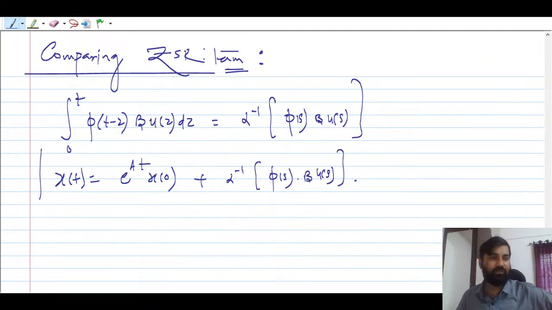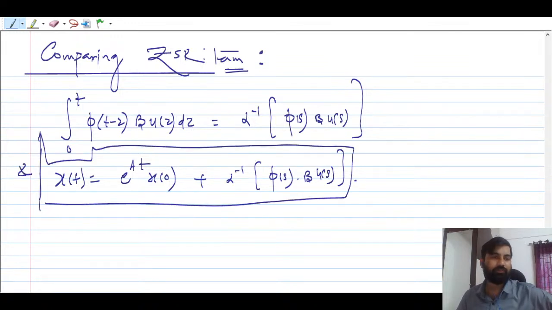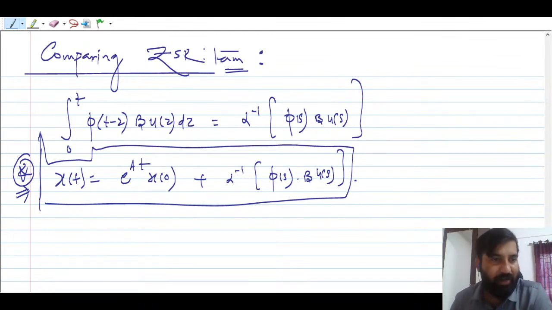This is also very important to remember. Guys, don't take this x(t) as input. It is not input. U(s) is the input. x(t) is the state variable, one of the state variables. So x(t) is equal to the state transition matrix times the initial value x(0), the initial state, plus L inverse of phi(s).